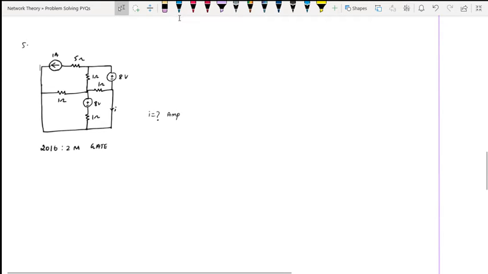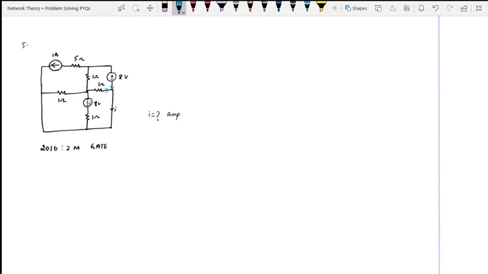Okay, let's solve this problem. Here we are supposed to find the current I, the current flowing through this branch. This current I is the sum of the currents coming here: the current coming through the 1 ohm resistor, and the current coming through this branch of 8 volts. If you add both, you'll get I. Alright, so let's try to do this.